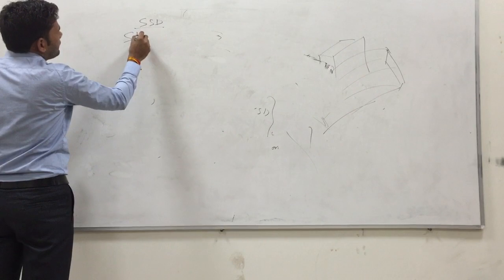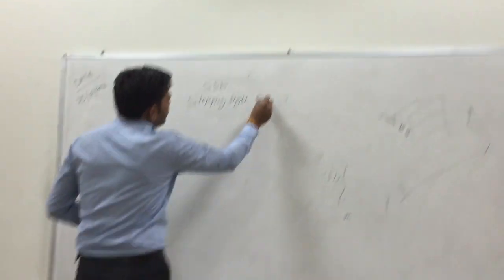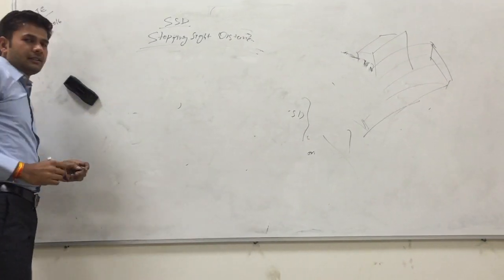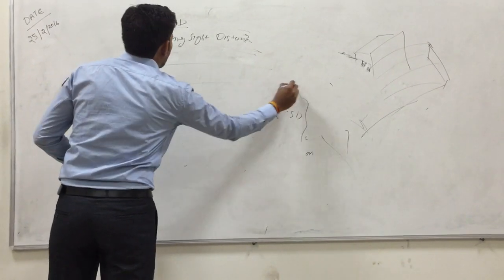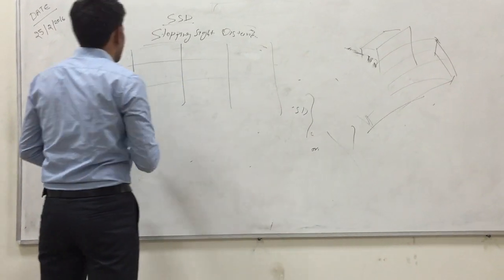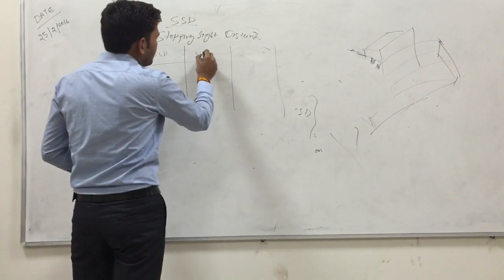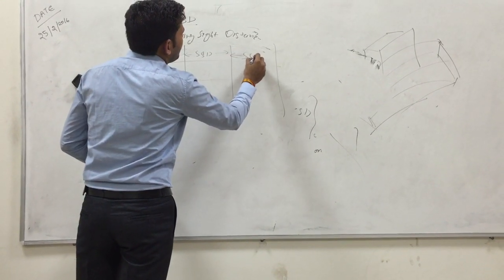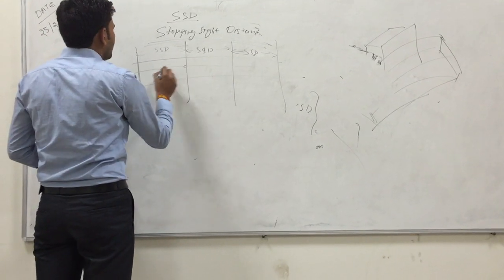SSD is the stopping sight distance, the distance which should be available at any spot. Like this is the road, so if we are here, then here, then here, then here, this distance should be available at any section. So the driver has visibility to visualize the obstruction which is coming from the opposite direction.